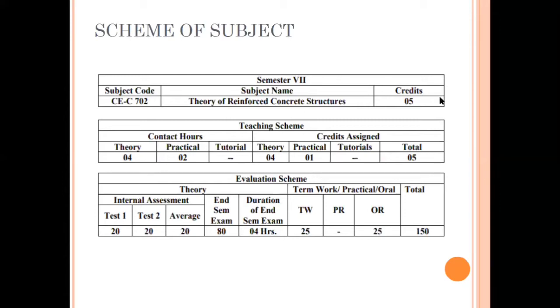So the duration of the end exam is 3 hours, and then you have term work of 25 marks and then oral of 25 marks. So I hope the evaluation scheme is clear to everyone. So now we'll just go to the next slide.